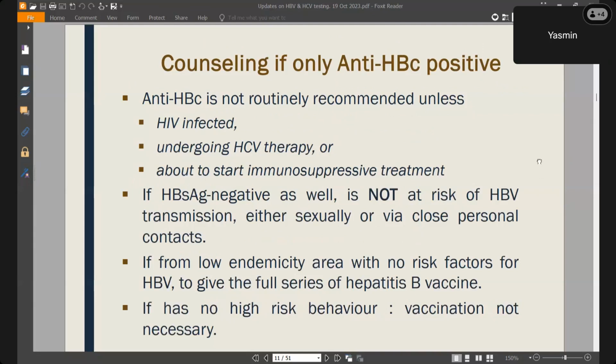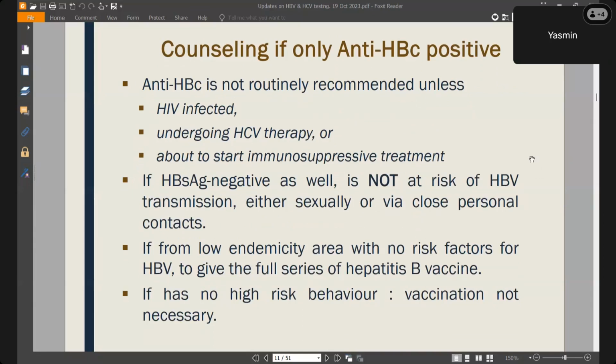So what would you counsel? Well, basically, as far as core antibody is concerned, it's not routinely recommended unless, remember, the patient is immunosuppressed, HIV infected, undergoing Hep C therapy, or about to start any kind of immunosuppressive treatment. If core antibody negative and HBs antigen negative, that means they are not at risk of hepatitis B transmission, whether sexually or by close personal contact.